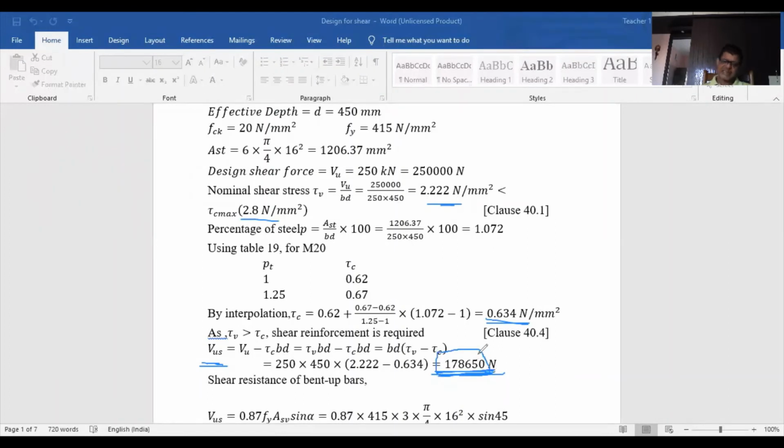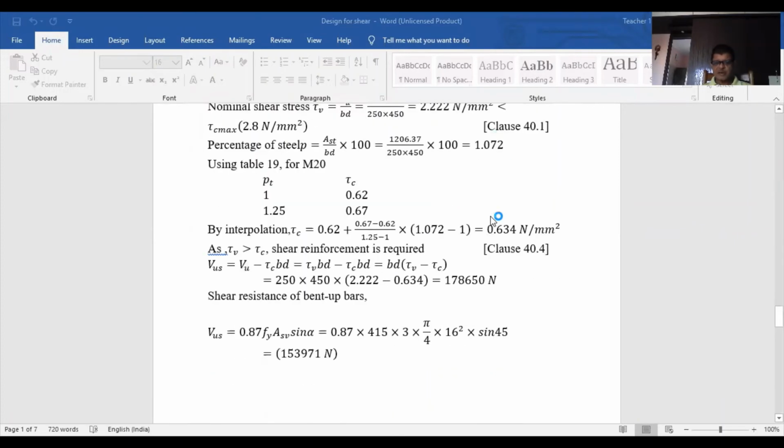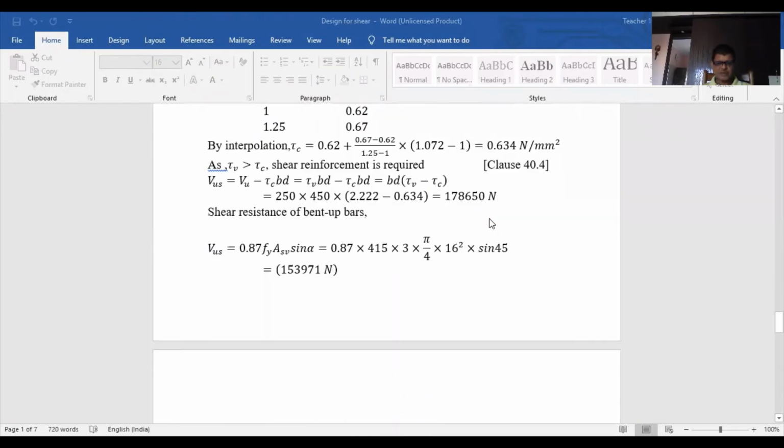Now in this problem, it is not only vertical shear. If it is only vertical shear, then you directly take this Vus and calculate spacing. Now you have to provide bent up bars, which have been provided at a distance of 0.6 meter from the support. So you have to find the strength of bent up bars. What is the strength of bent up bars? We have already seen it on page number 73, so go to that page.